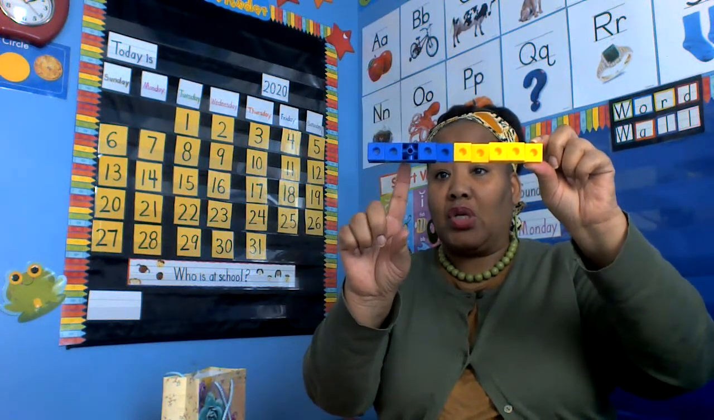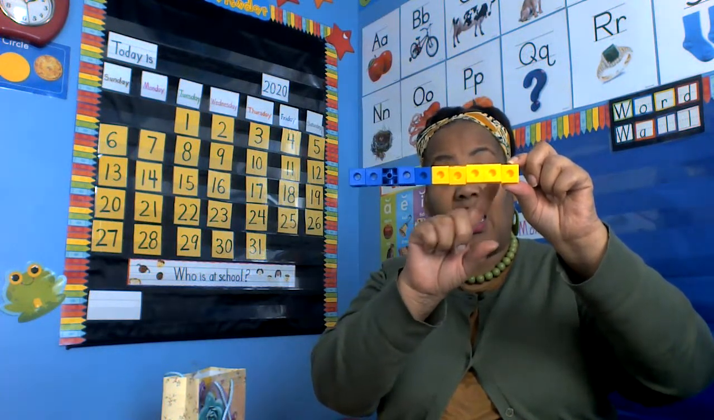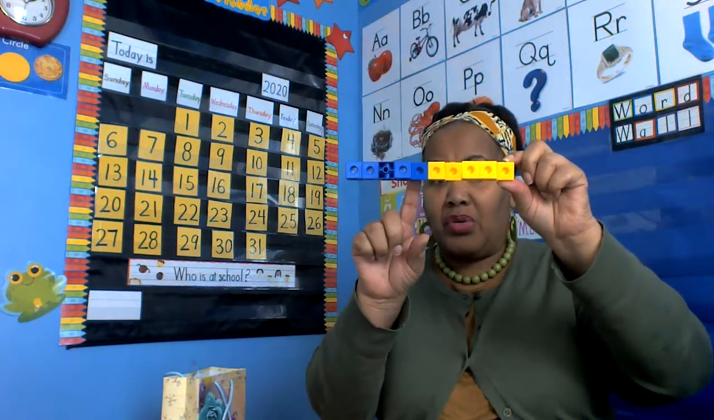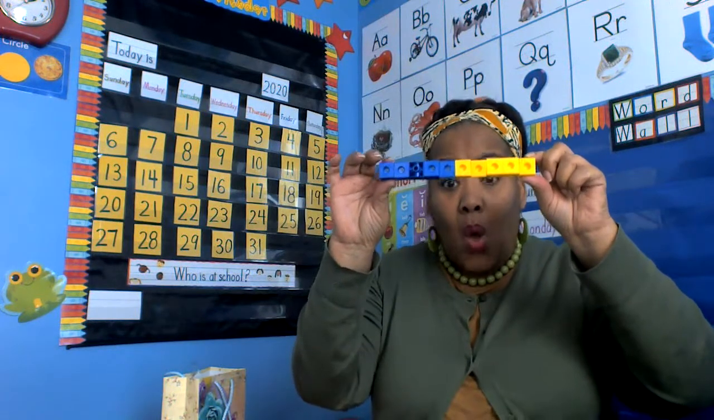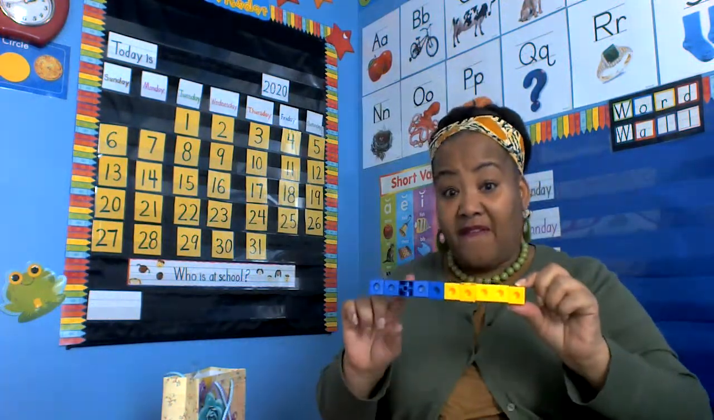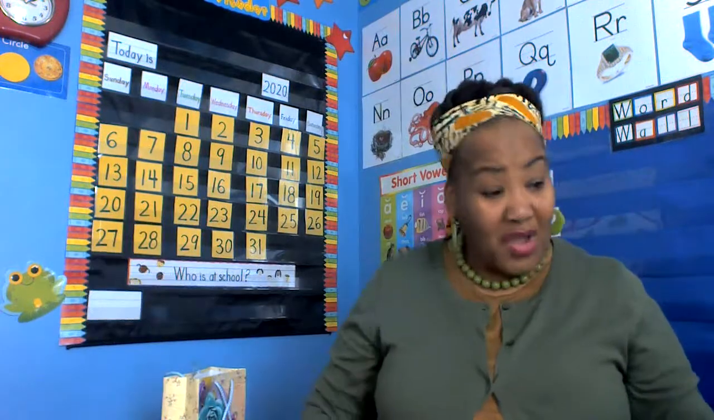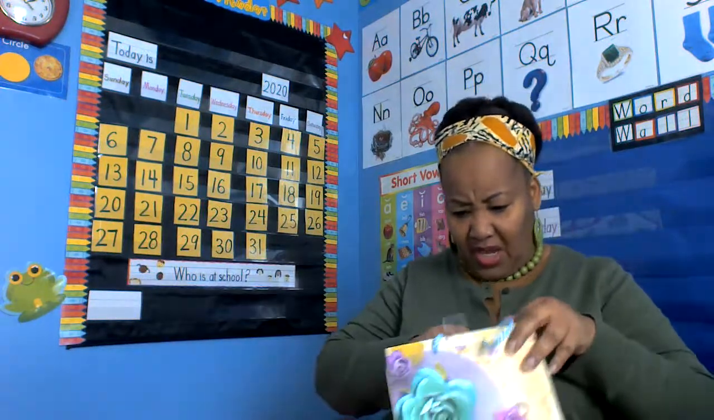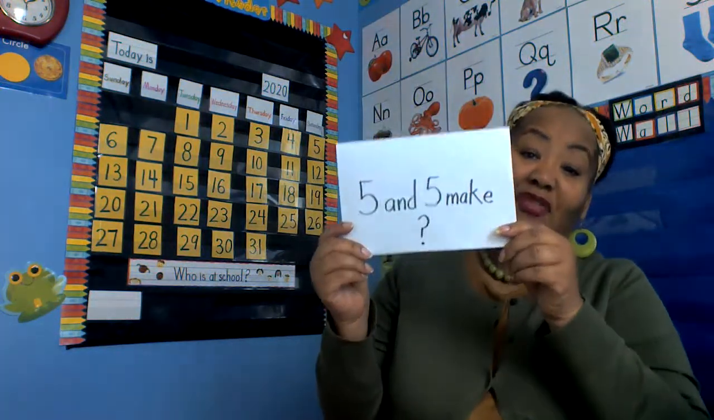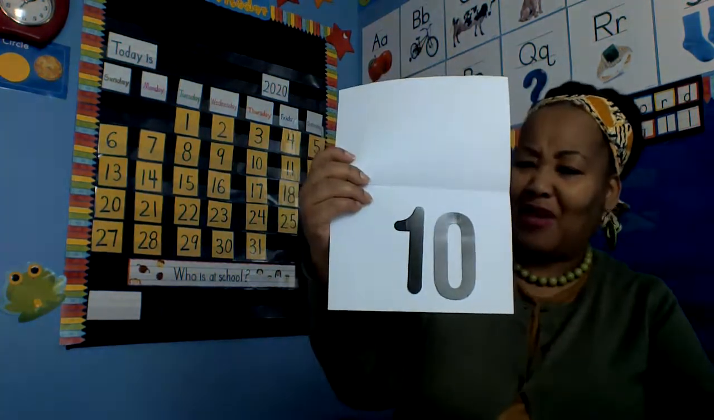One, two, three, four, five, six, seven, eight, 9, 10. 5 blue and 5 yellow, and I have 10 altogether. Wow! 5 and 5 make 10. What do you know? Okay, guys. Oh, there's something else in the bag. A card. See, what does it say? It says, 5 and 5 make, I bet it's a, yep, 5 and 5 make 10.